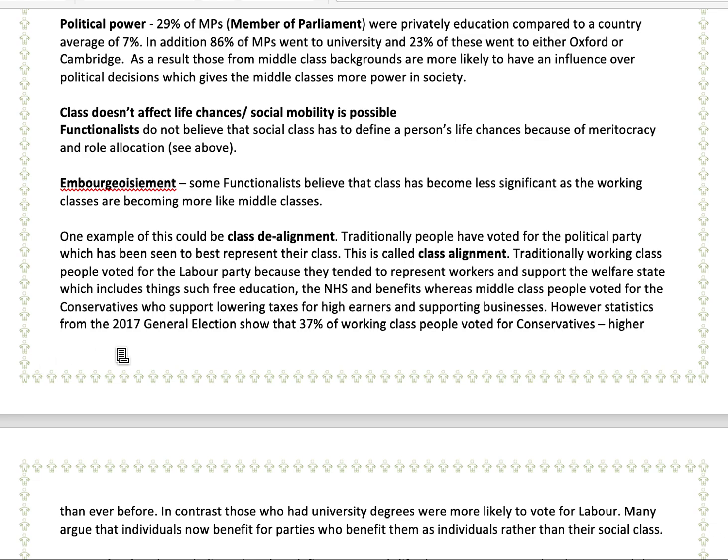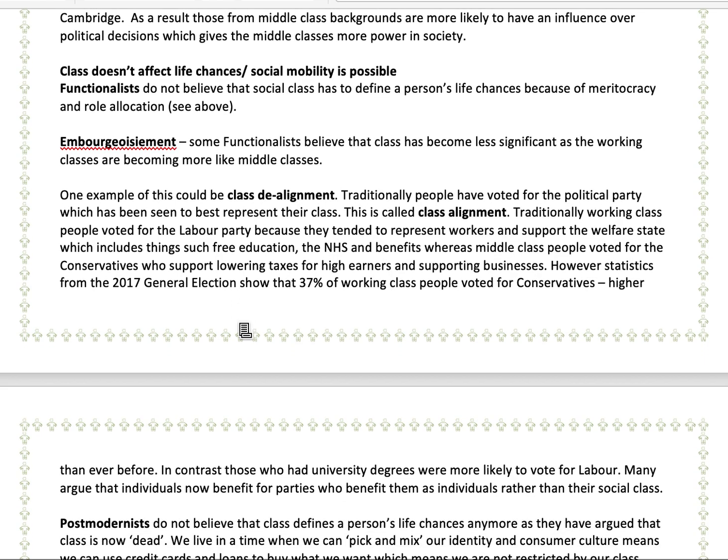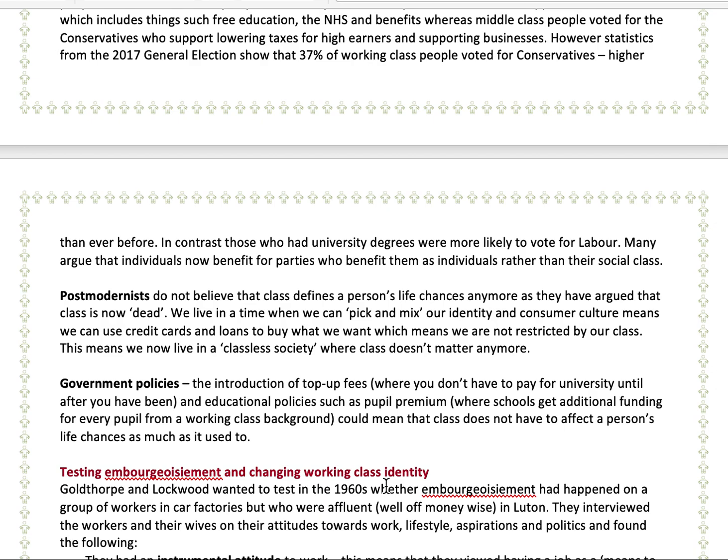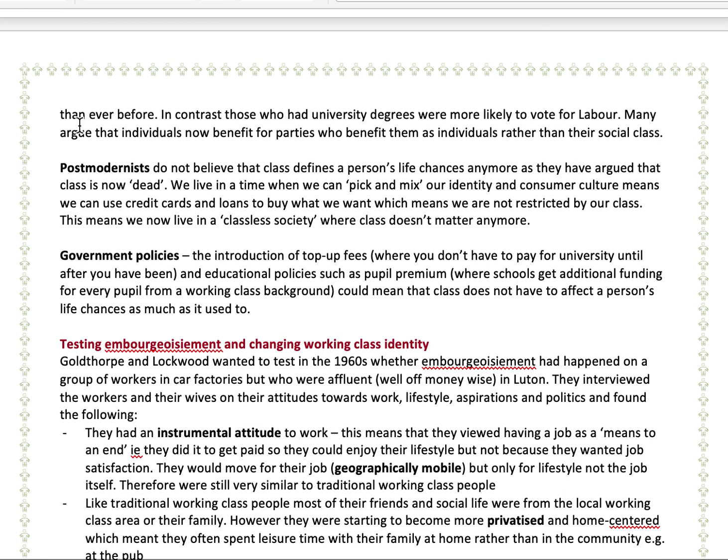So class alignment is the traditional way. Class de-alignment is that there's no longer a pattern. The working class aren't voting for Labour anymore. The middle class aren't necessarily voting for Conservative anymore. Other reasons that class doesn't affect life chances. Actually, let's just read that.